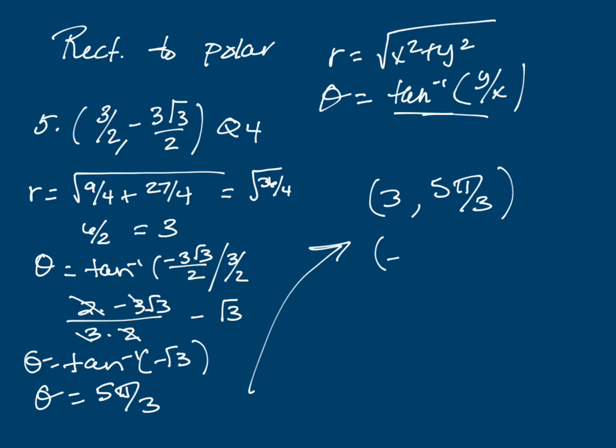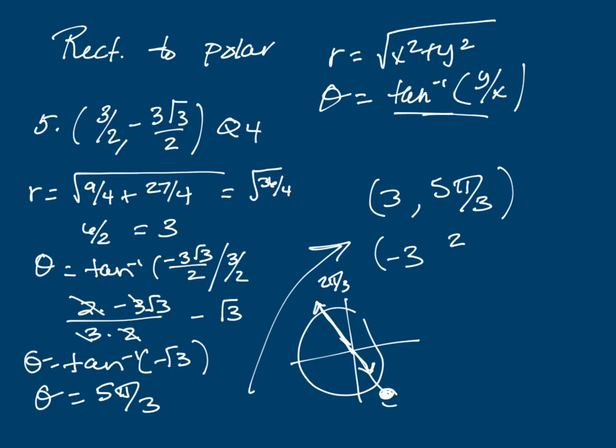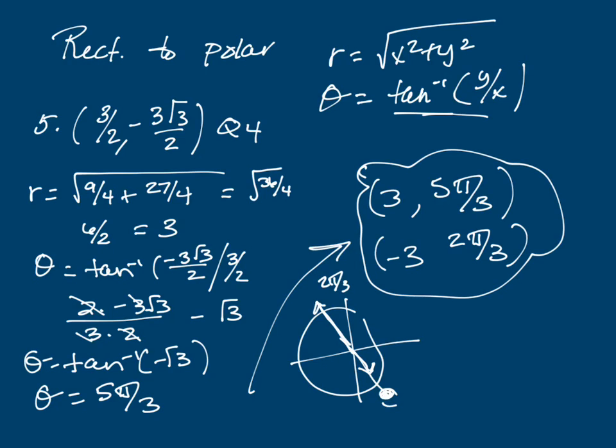And then -3. Okay, now here's 5 pi over 3. Its corresponding would be 2 pi over 3, right? And so you back up. If I want to be here and I'm going this way, I back up to get to -3. So -3, 2 pi over 3 would be my other coordinate. So those are the two coordinates for number 5.